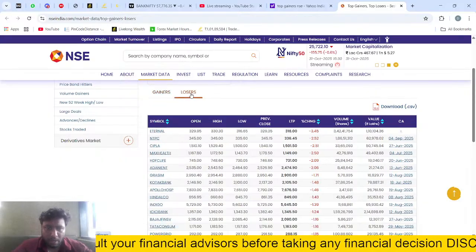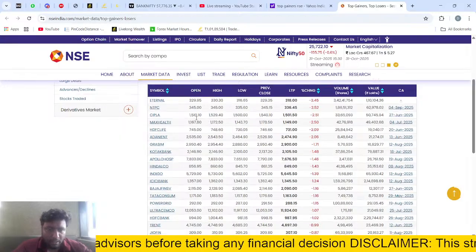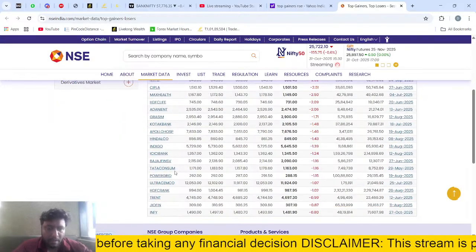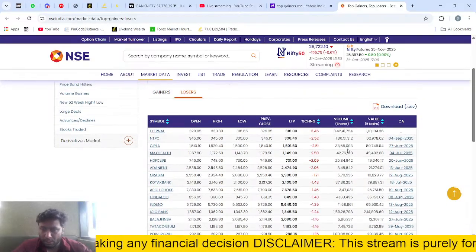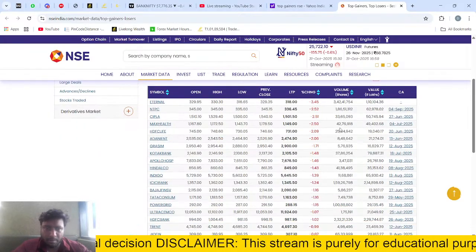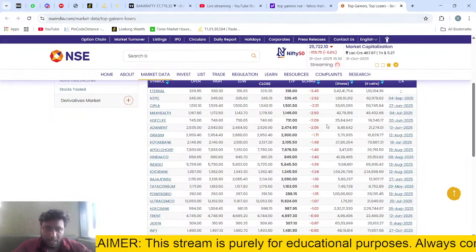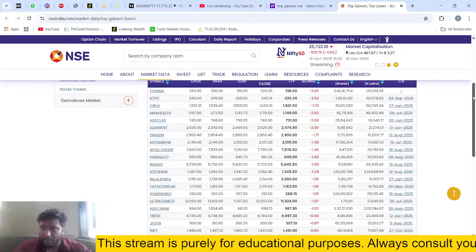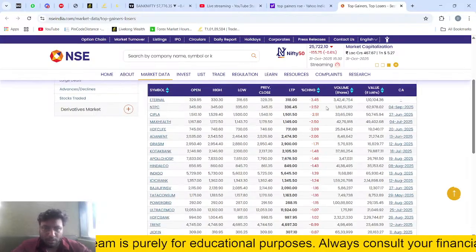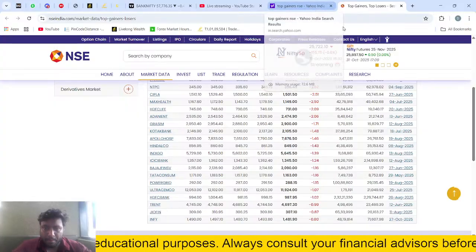So if you come into the top losers for the day, you can clearly see that the banking sector as well as the pharma sector were losing today. So these two segments dragged the market down today. Many quarterly results were also published today. With respect to that, many of the stocks were falling down today, which dragged the market for the day.